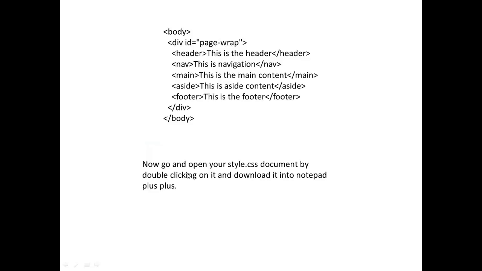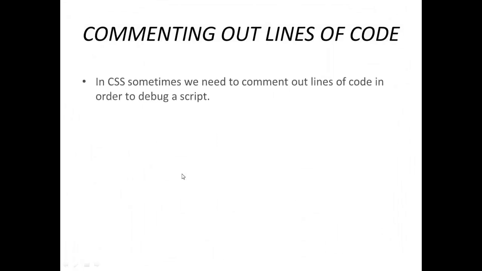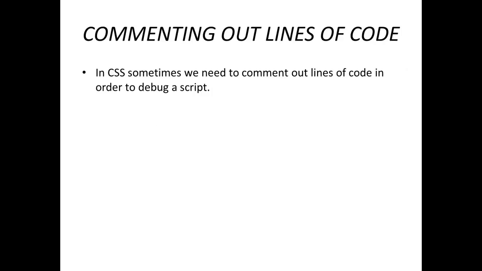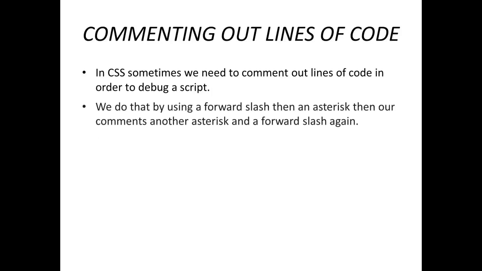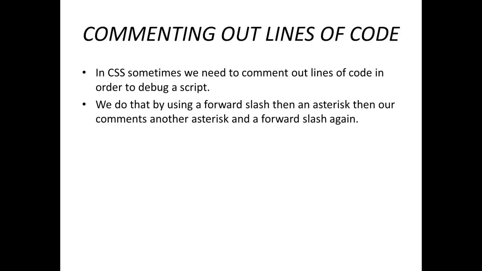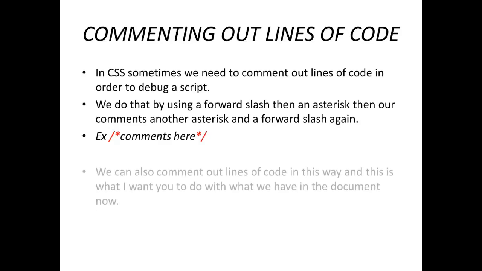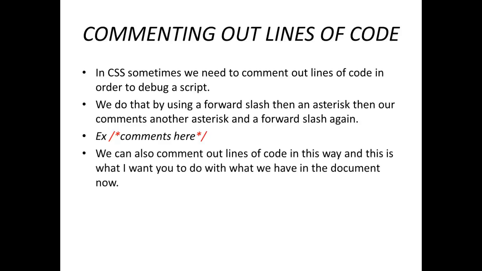Okay, all right. Now I copy all of it? No, not yet. We're going to learn something about commenting out lines of code. In CSS, sometimes we need to comment out lines of code in order to debug a script. Now we do that by using a / and then an asterisk, then the comment, and then another asterisk and a /. And this is an example of what it looks like. Okay. Where you see the red marks. Now we can also comment out lines of code in this way, and this is what I want you to do with what you have in the document.